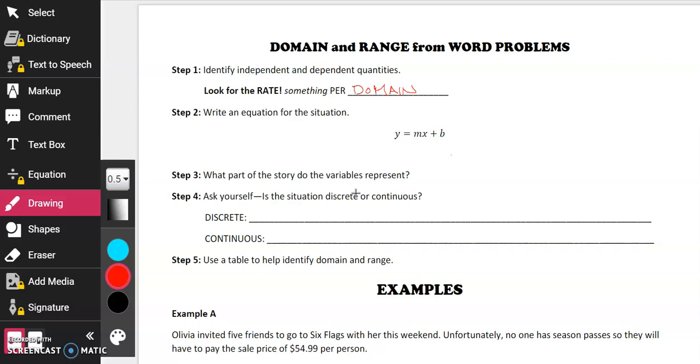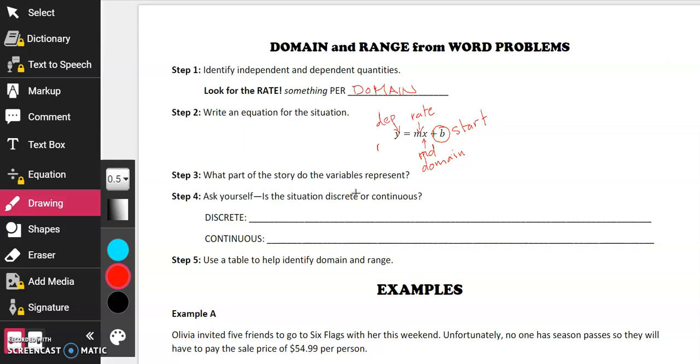You're going to write an equation for this because when you write an equation, you're identifying the pieces, right? So y equals mx plus b, m is the rate, x is my independent quantity, which is the domain. If I know that, sweet, score. B is our starting amount. So is there an initial amount other than 0? And then y is going to be our dependent quantity.